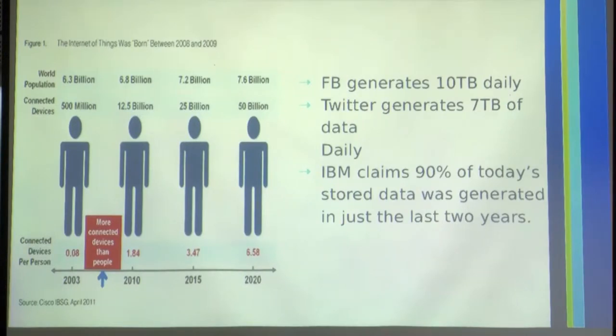All of these devices are sensing things as well, so the ability for devices to sense has gone up dramatically. Put sensors on everything, and all of those sensors come back and provide data that we can process. Facebook gets a lot of data and generates a lot of data, and Twitter generates a lot of data. IBM says, and it's quite fascinating, that 90% of all the stored data was generated in just the last 2 years. These are the kind of wow numbers typically put up there.